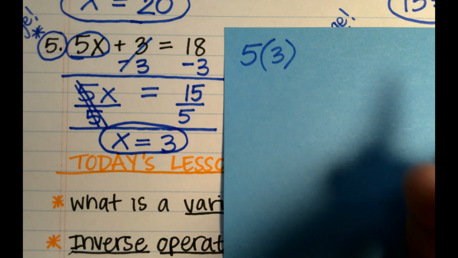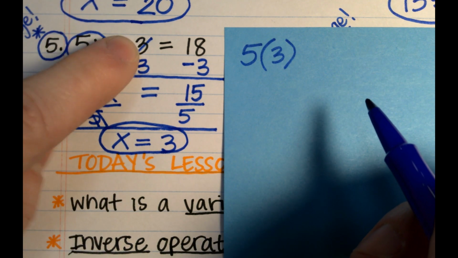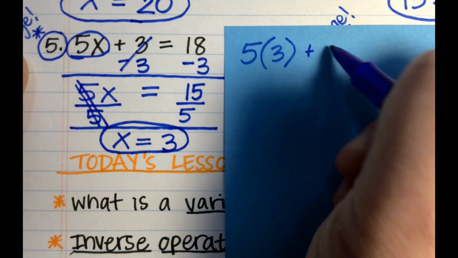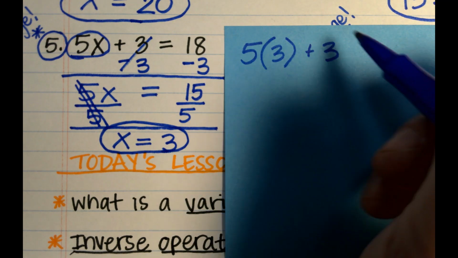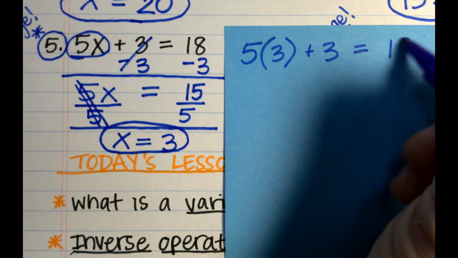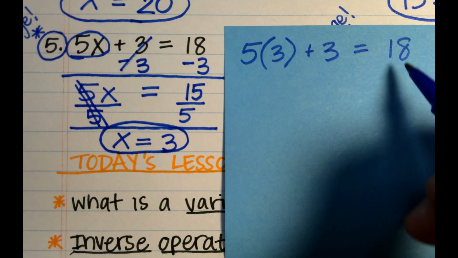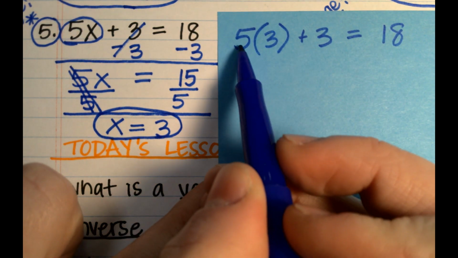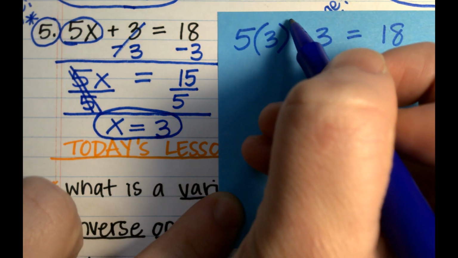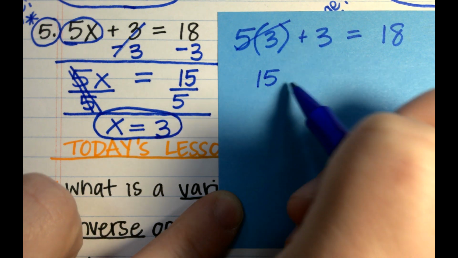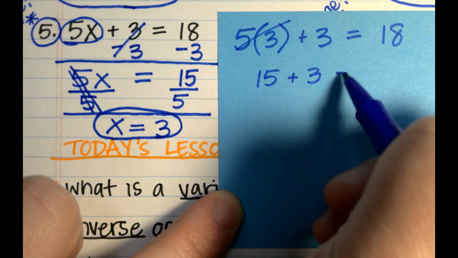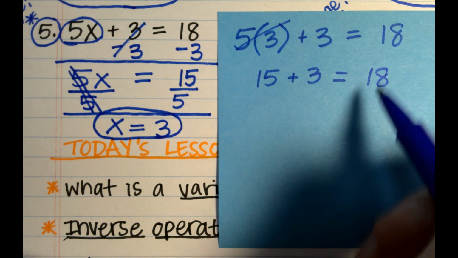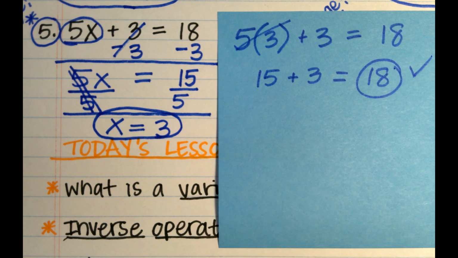Anytime you see a number in parentheses directly next to another number, we're multiplying. So 5 times 3 plus 3 equals 18. And I sure hope it equals 18, because that would mean we got it right. So let's see, what's 5 times 3? 15 plus 3 equals 18. So we know we got the right answer. Awesome.